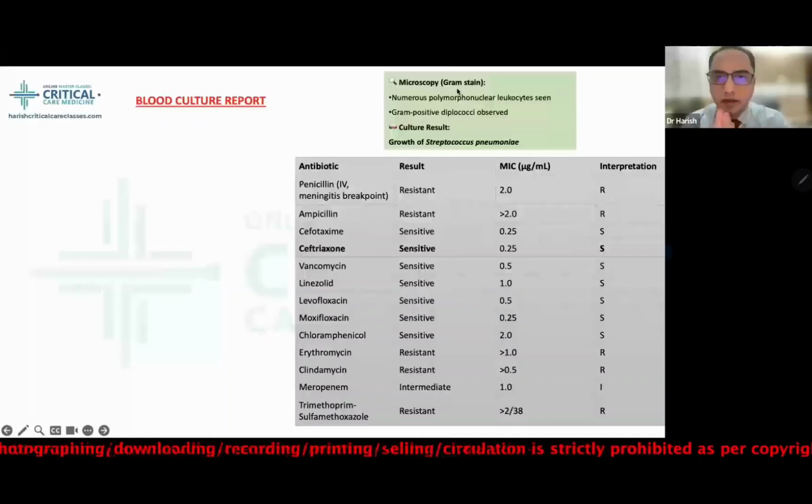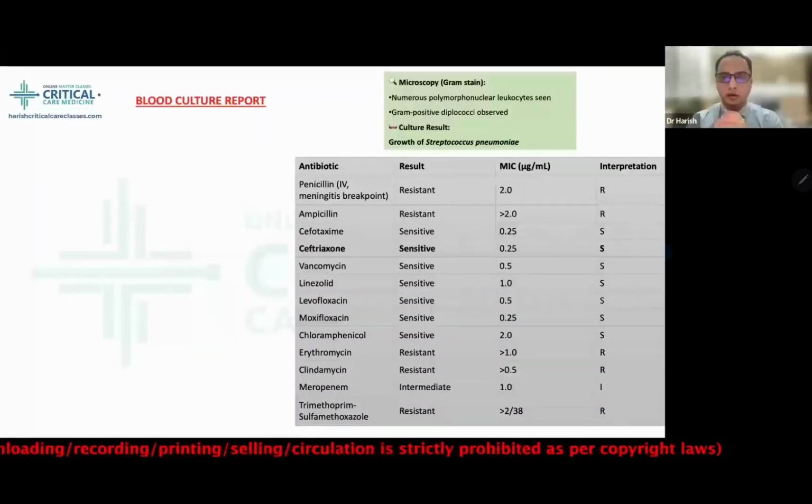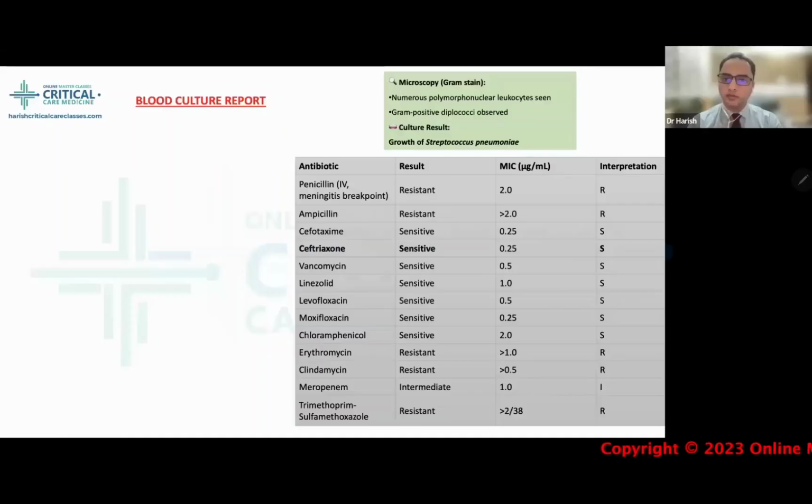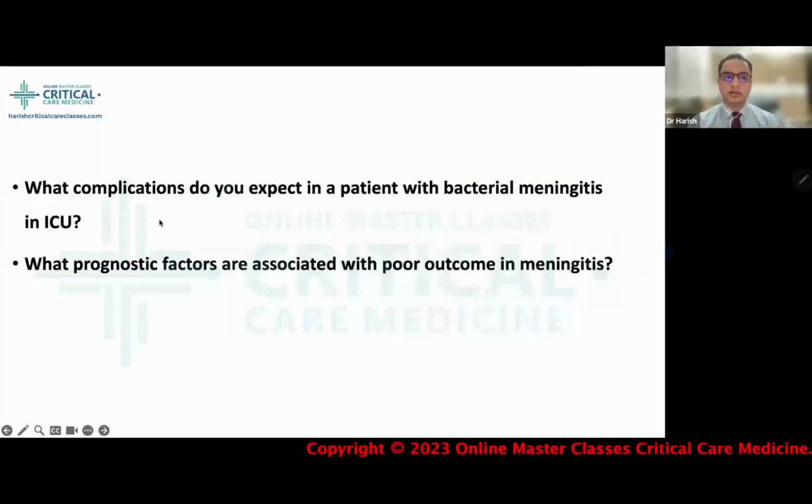For the blood culture with strep pneumonia, this is the sensitivity report. The gram stain shows numerous polymorphonuclear leukocytes and gram-positive diplococci, that is strep pneumonia. If you see, it is sensitive to ceftriaxone, which we already started, and vancomycin. So it is sensitive to most of the lower grade antibiotics. This is the culture sensitivity we got in our young gentleman, who has strep pneumonia with a classical picture of bacterial meningitis in the CSF.